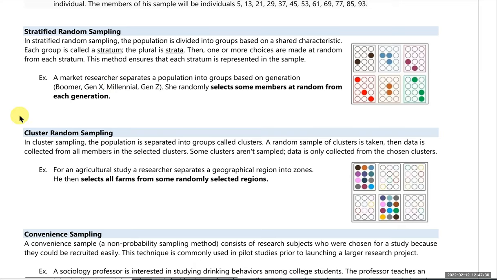All right, so what's cluster? In cluster sampling, you still make groups, but in this method, from the groups, you pick some people from every one of the groups so nobody's left out. So I call this some from all. So some from all.